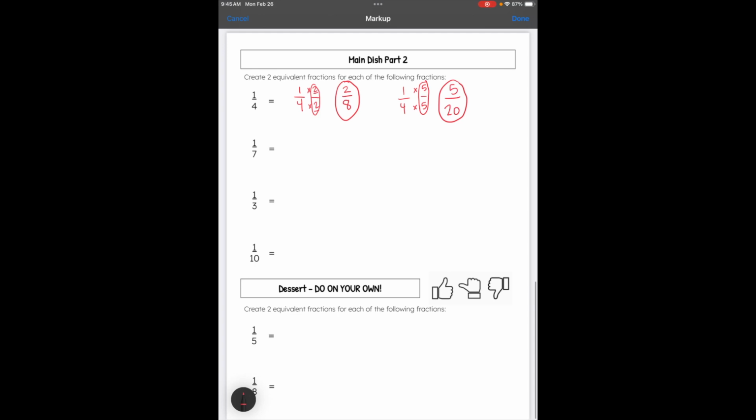100 times 1 is 100. 1/4 times 1 is 1/4. We're just changing that one whole into fraction form. So even though these numbers are different, they're still equal to that 1/4.